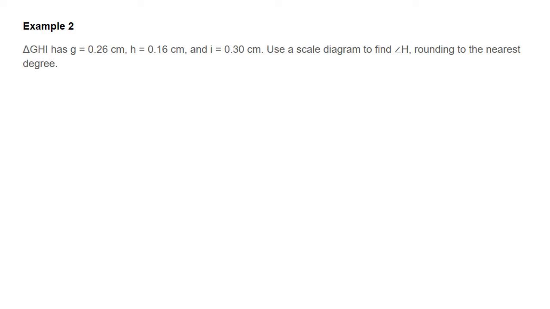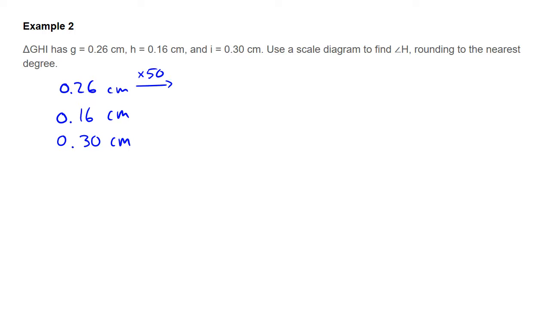So let's write these side lengths out: 0.26 centimeters, 0.16 centimeters, and 0.30 centimeters. Let's try to scale these into something useful. I have to make these bigger, so I have to multiply them all by the same number. You can just pick a number and try it. This is something you can do on scrap paper. So how about I just try multiplying each number in the triangle by 50.